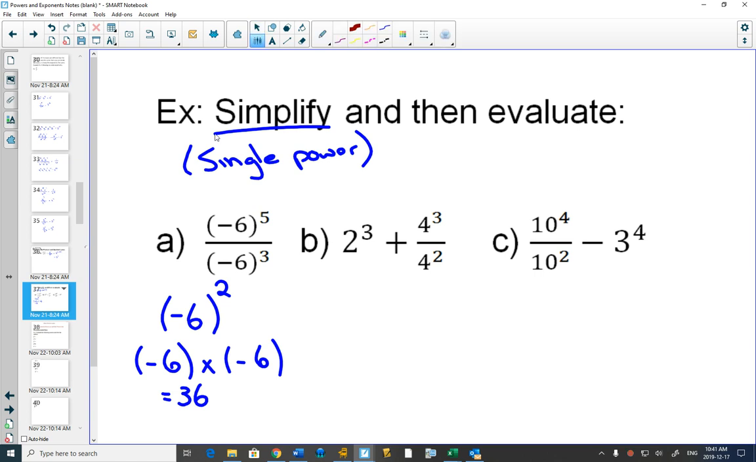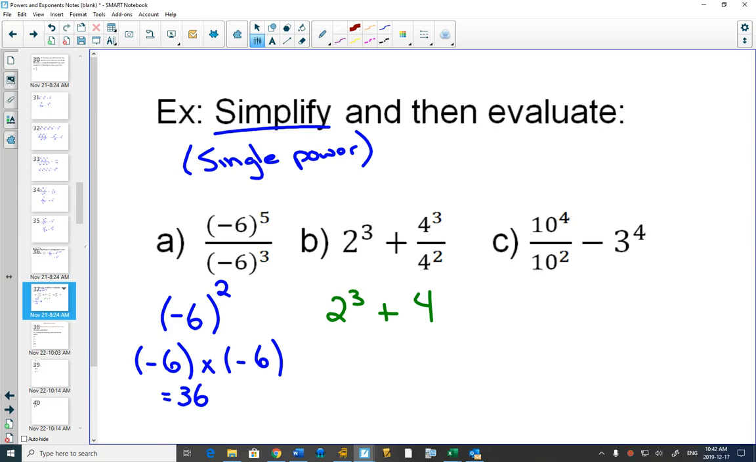Okay, second one in green. Do we have any powers we can simplify? Yes. Here in the second part, how many 4s would be left? We're dividing. Think about them canceling out. How many 4s are left when you have 4 cubed divided by 4 squared? Make sense? 1. And would it be on the top or would it be on the bottom? It would be on the top. So that's just like 4.